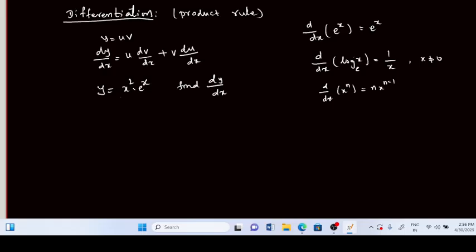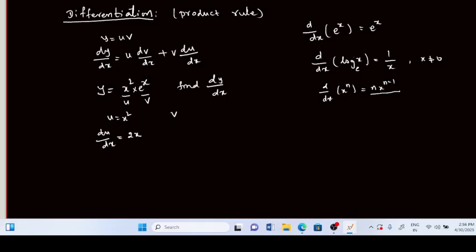Here multiplication is there in between. We must consider u as x square, v as e power x. So u is x square. We differentiate this one separately. du by dx is 2 times x using n into x power n minus 1. So how do you get? n is 2, x power 2 minus 1 is 1.